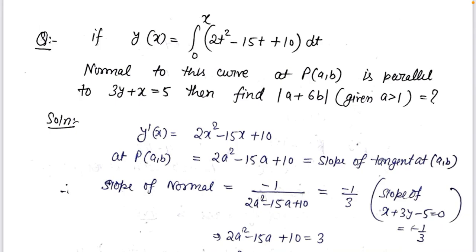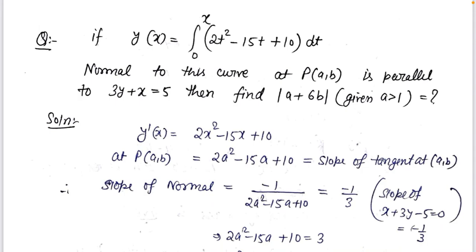Now simply I will be finding y dash at (a, b), that would be the slope of tangent at point (a, b), 2a square - 15a + 10. So the slope of tangent is coming, but they want the normal to this curve at point (a, b), which is parallel to 3y + x = 5.